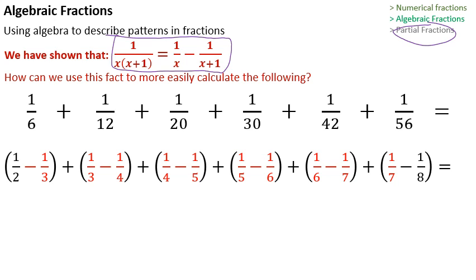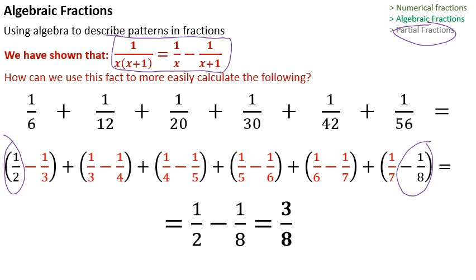And that means that all we need to do to calculate this entire sum is look at the very first term, which didn't cancel out because it was at the very beginning, and the very last term, which didn't cancel out because it was at the very end. And here we are. Half minus an eighth is a nice quick one to calculate, because a half is 4/8.